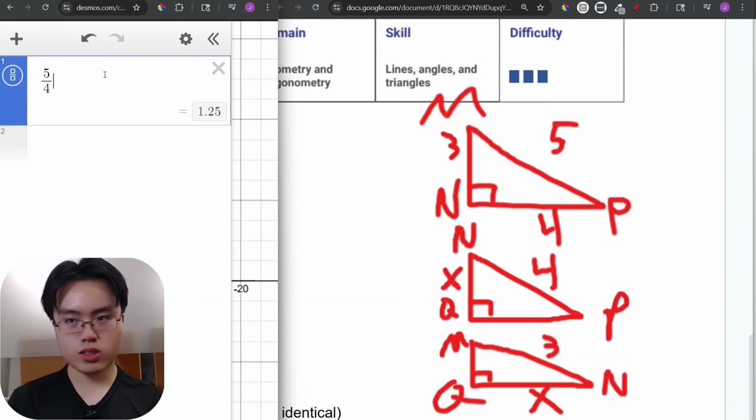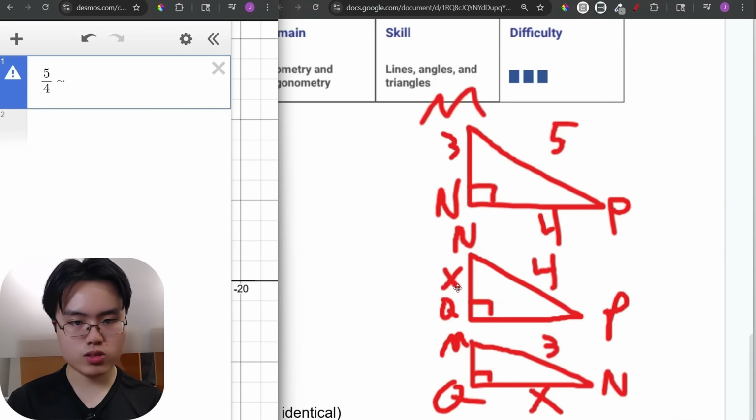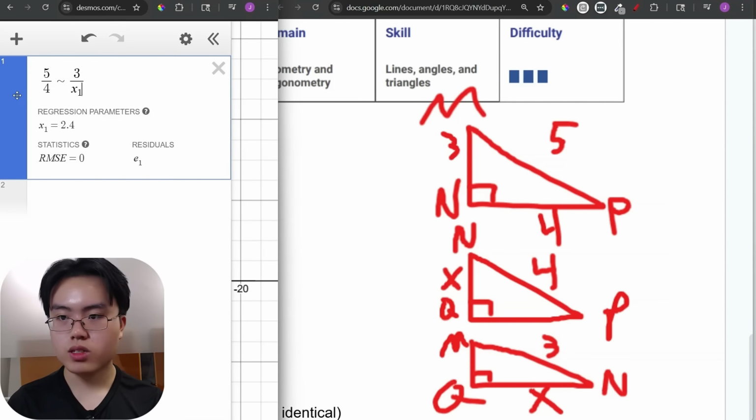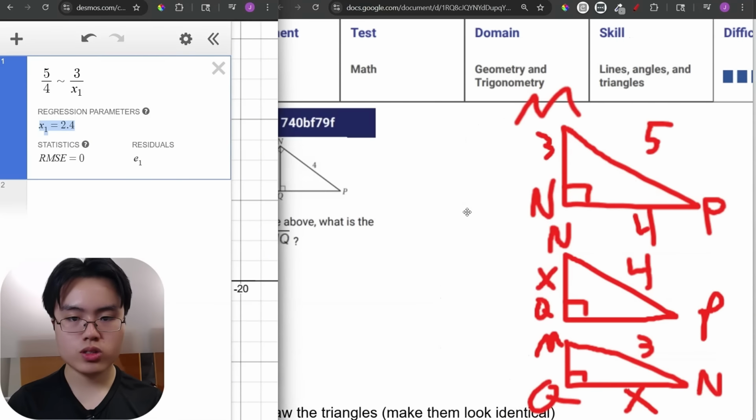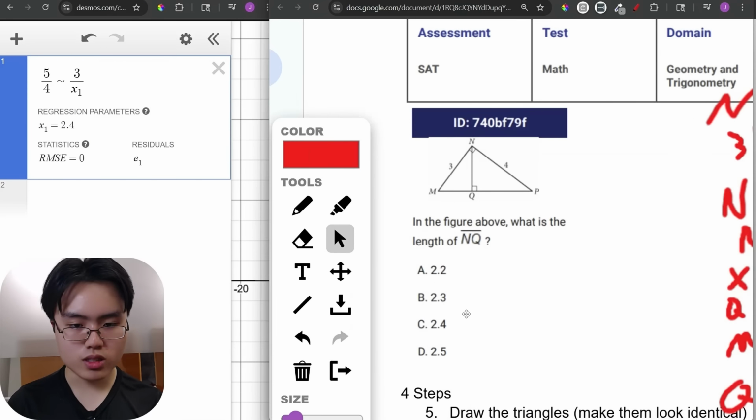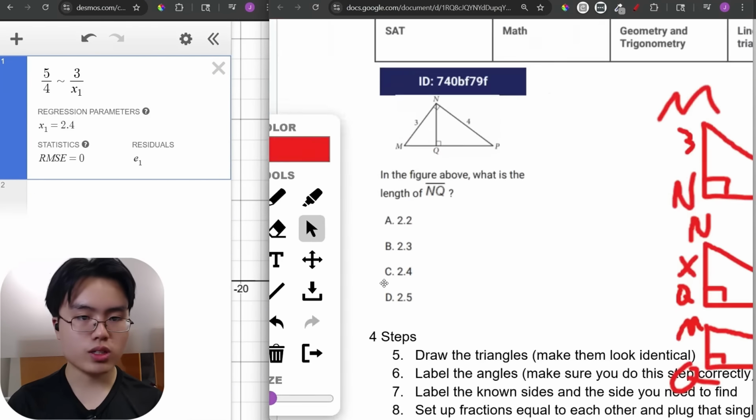Right, so 5 over 4, that's the scale factor, right? And again, so we know that's the scale factor. We can just use that to solve for the other one, 3 over x. Right, so the answer is 2.4, which is C. Yes, answer choice C, right there.